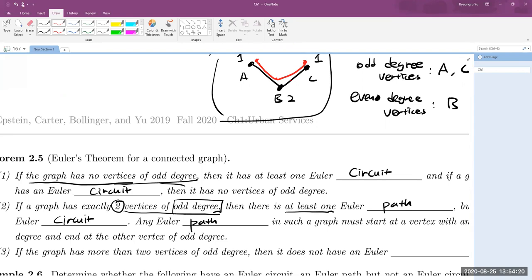Do you have any question for these two? Good.